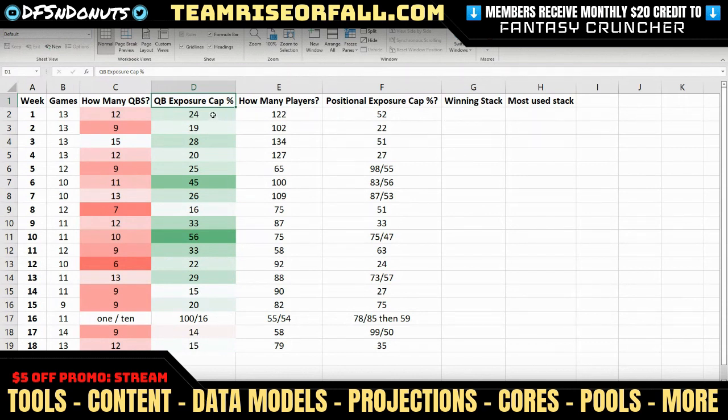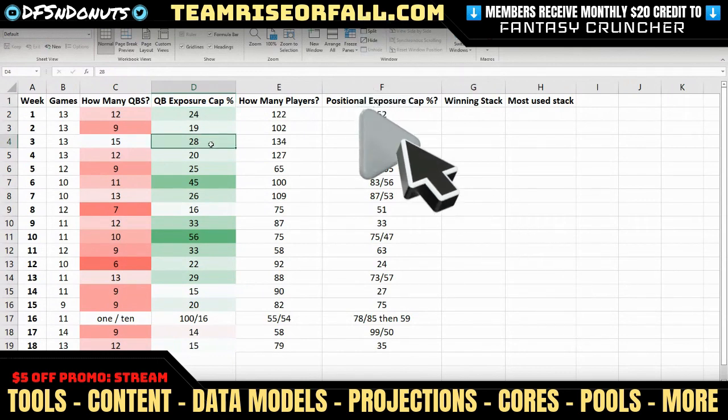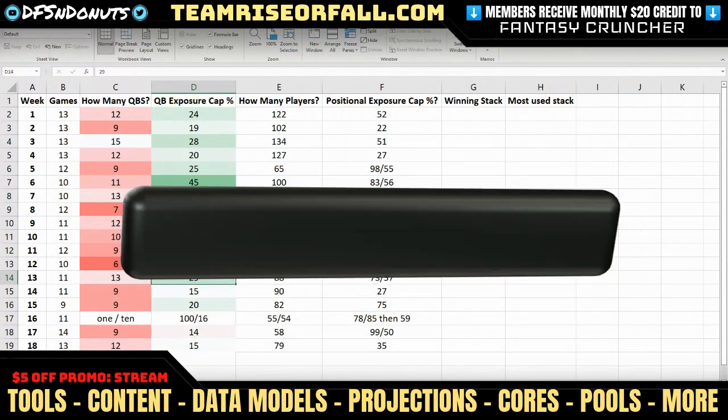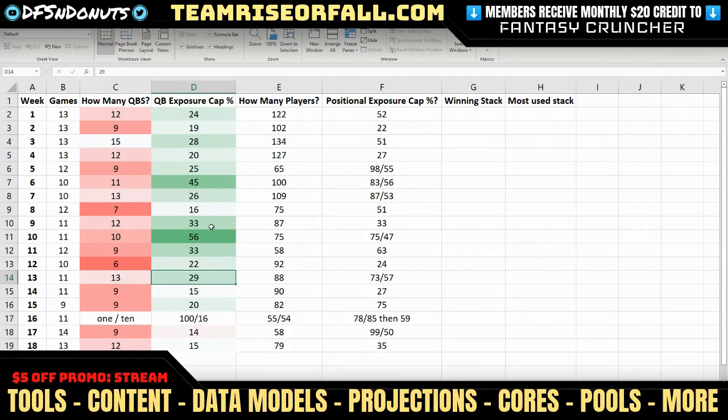Let's go. So out of the 18 regular season weeks, 14 of the 18 weeks was at 29% or less. So basically, you have all of these winning 150 max files, and they're spreading their quarterback usage out pretty far. Think about it this way: if your highest exposed quarterback in week 1 was 24%, that means you have 11 other quarterbacks to share the other 76%.